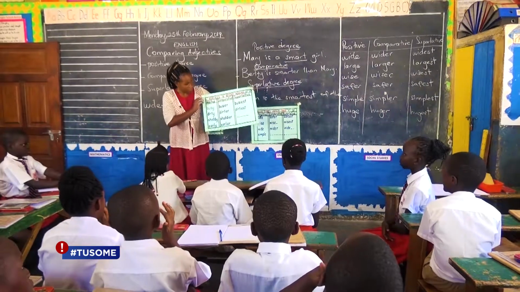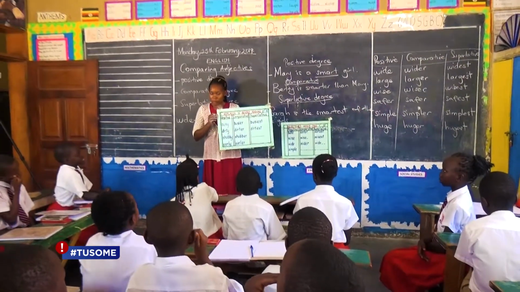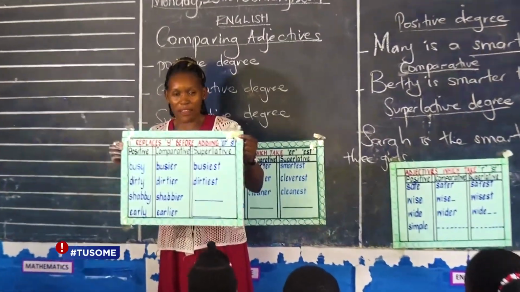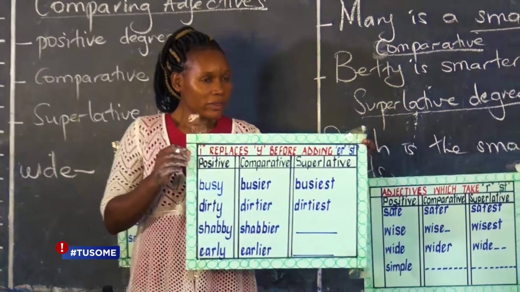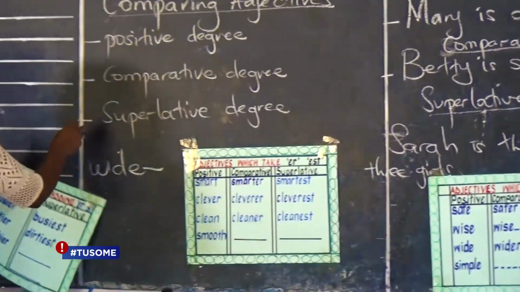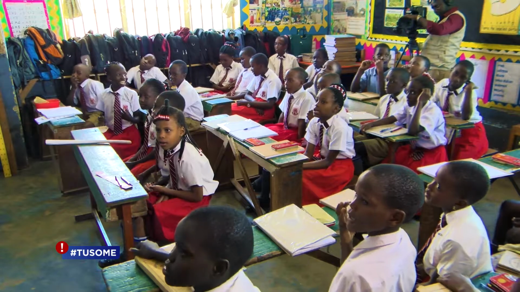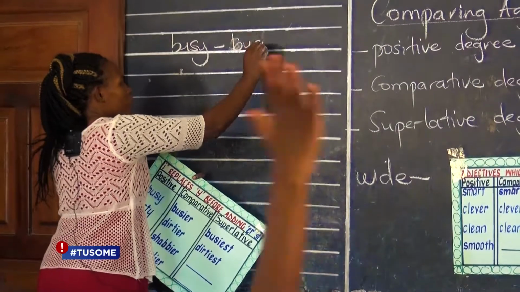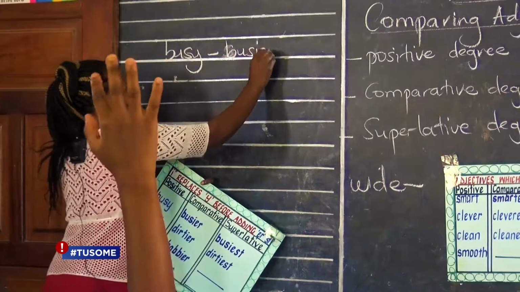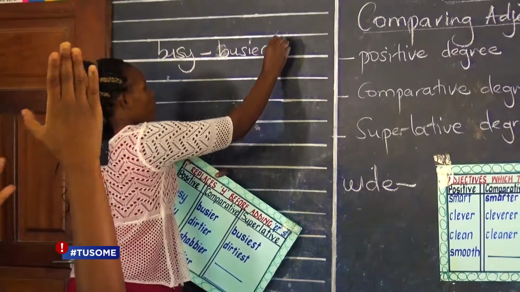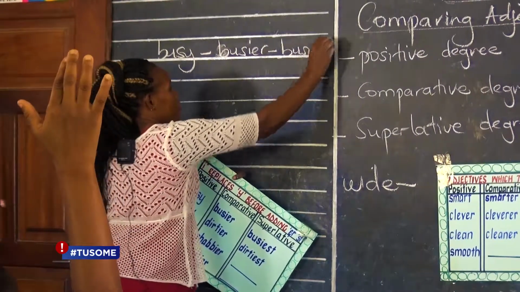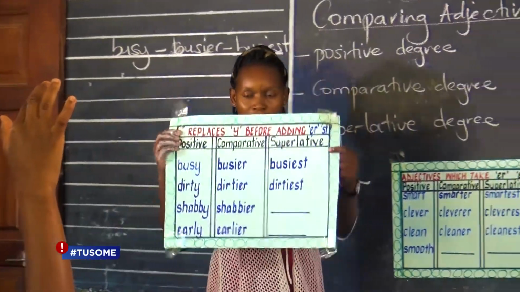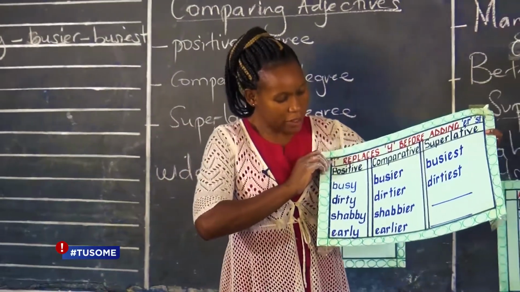Look at these ones. We have busy. Then the comparative is busier and the superlative is busiest. So you say busy, busier. This Y you change to I, then add -er. Then the superlative will be busiest. The Y has changed to I. Like that.